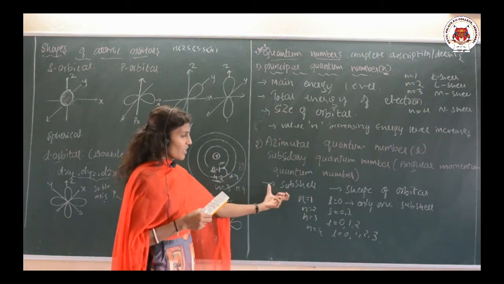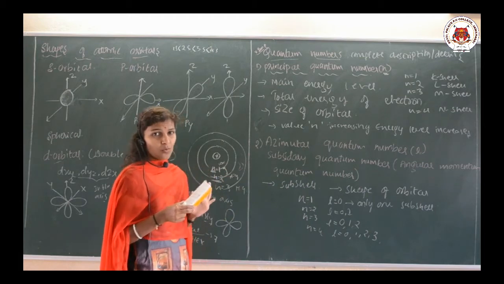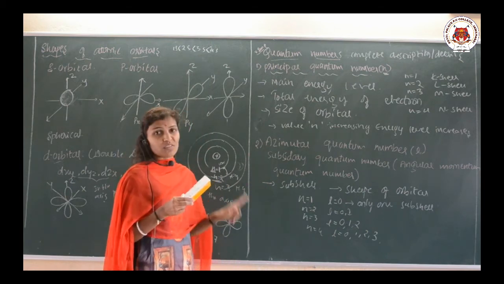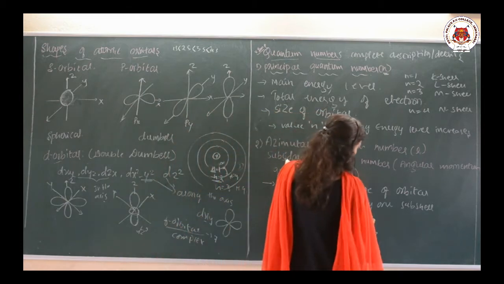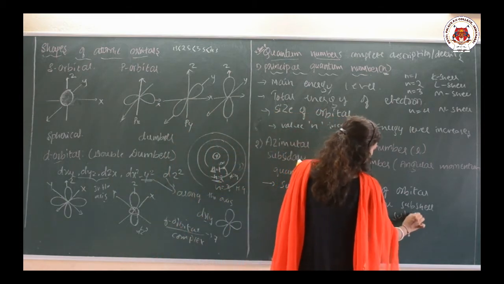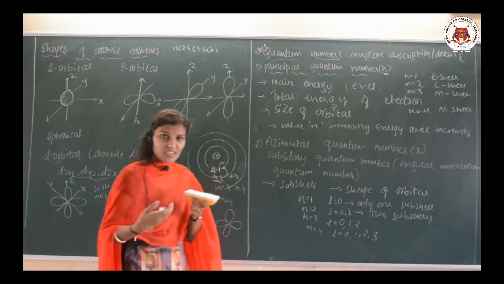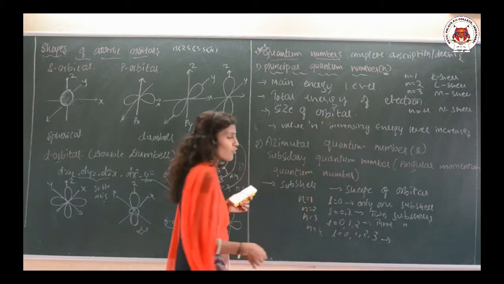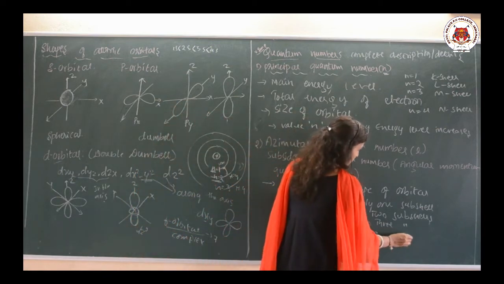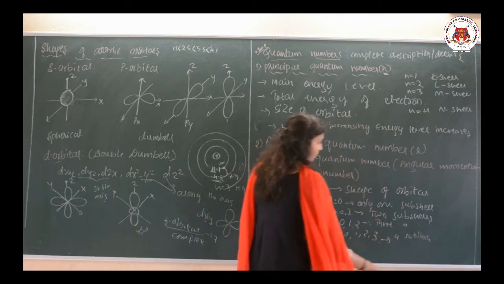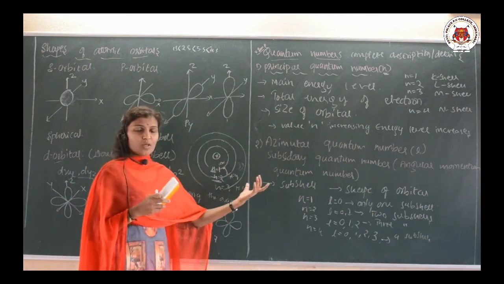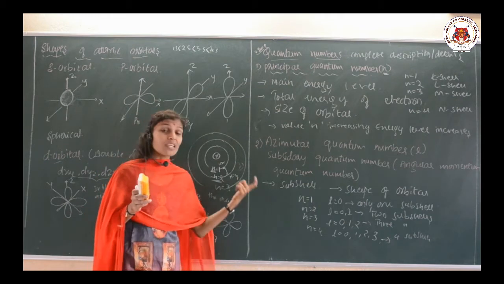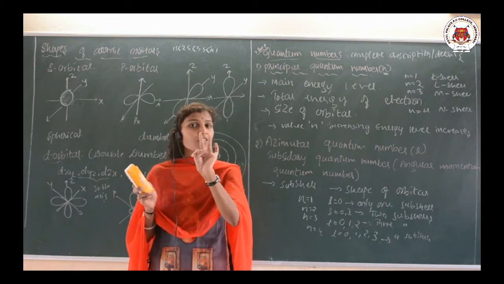Are you getting it? If n is equal to 1, always the value of l is 0. It is having only one subshell. If n is equal to 2, l has the two values 0 and 1. It means it has two subshells. If n is equal to 3, l has 3 subshells. If n is equal to 4, l has 4 subshells. Are you getting my point? n is 1 means l is 0. If n is 2 means l is 0 and 1, 2 values. If n is 3, l has 3 values, that is 0, 1, 2. Clear?